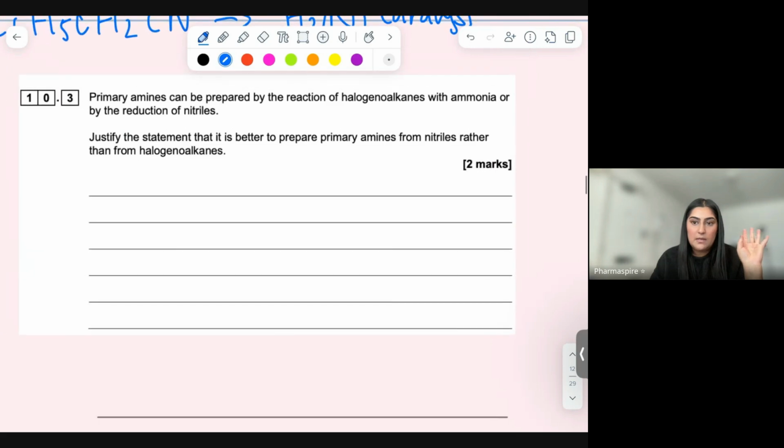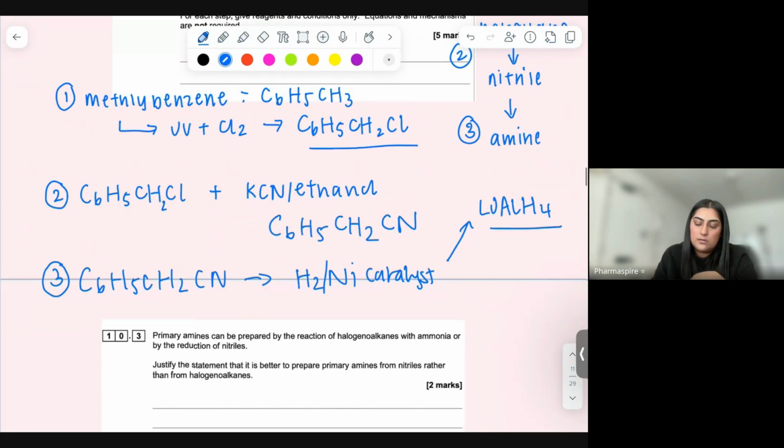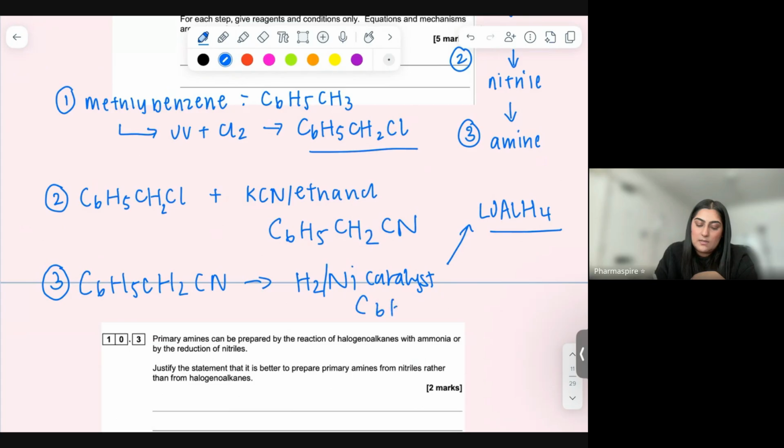So primary amines can be prepared by the reaction of haloalkanes with ammonia or by reduction of nitriles. Justify the statement that it's better to prepare primary amines from nitriles rather than haloalkanes. What would you write for the product? Oh, so you would just do C6H5CH. We replace it. So what do they want us?